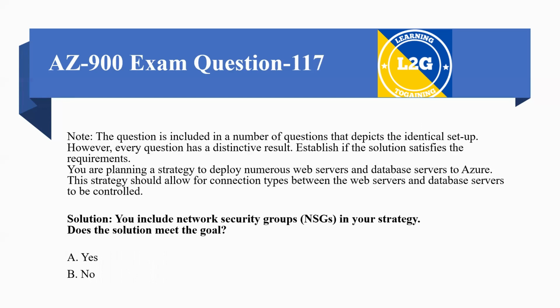Coming to the question number 117, this is a general statement and question started from here. You are planning a strategy to deploy numerous web servers and database servers to Azure. This strategy should allow for connection type between the web server and database server to be controlled. And solution provided is you include NSG, network security groups, in your strategy. Does this solution meet the goal? And it should be yes.